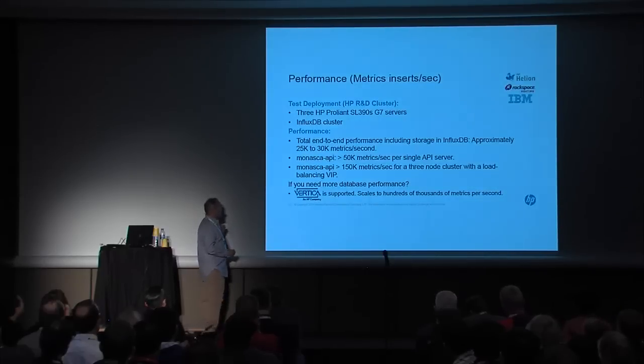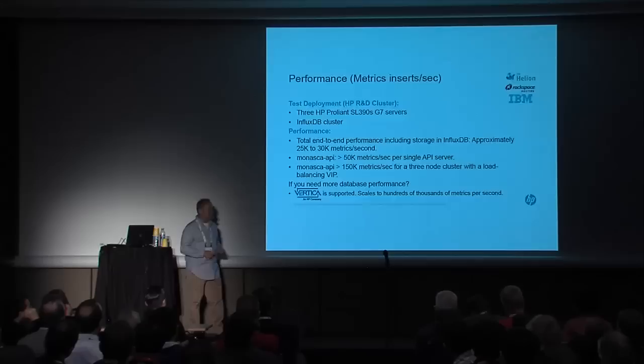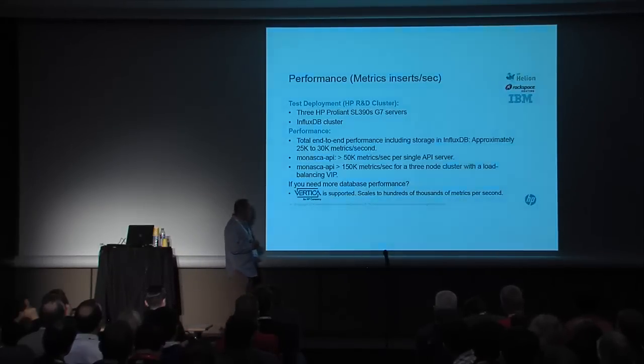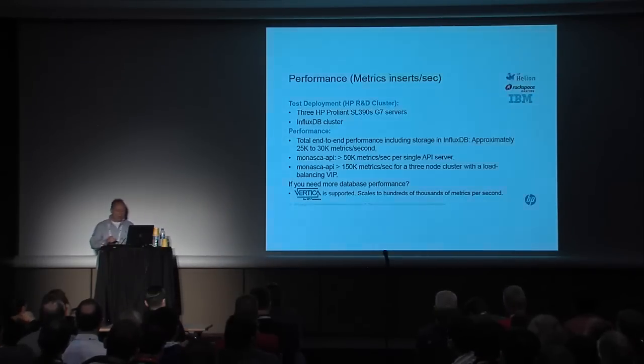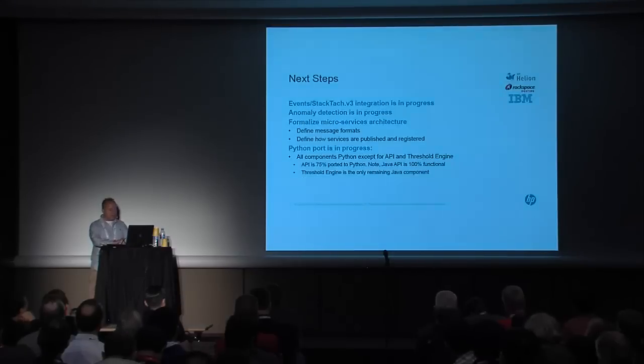But if you really do need more database performance, Vertica is supported. Vertica is what we have in our public cloud, and I can tell you for sure it is capable of hundreds of thousands of metrics per second. And Elasticsearch is being looked at, and Cassandra might be another one that we look at adding in the future too. Okay, so next steps.